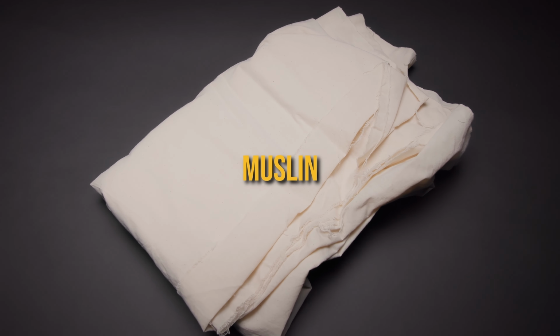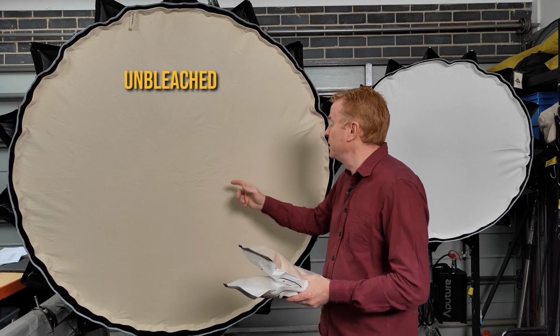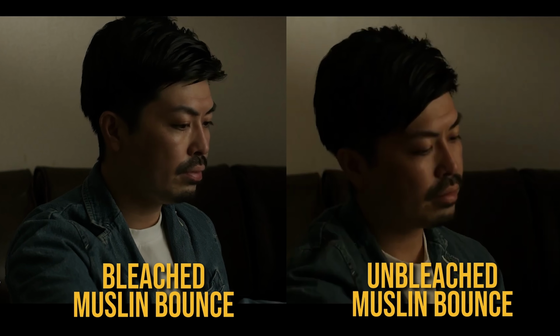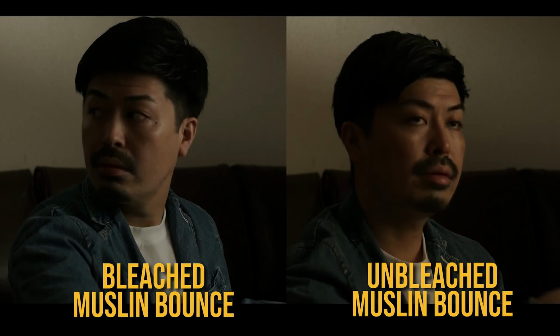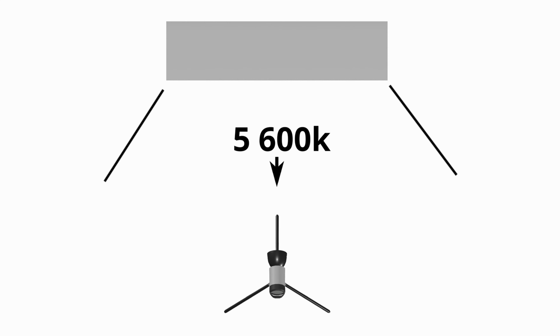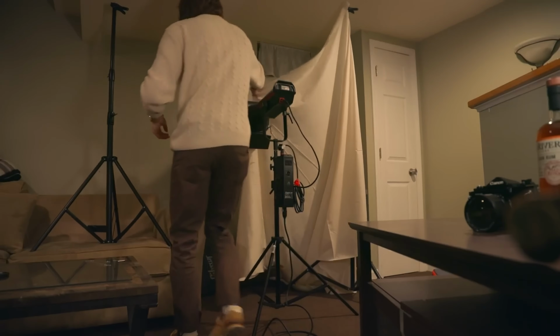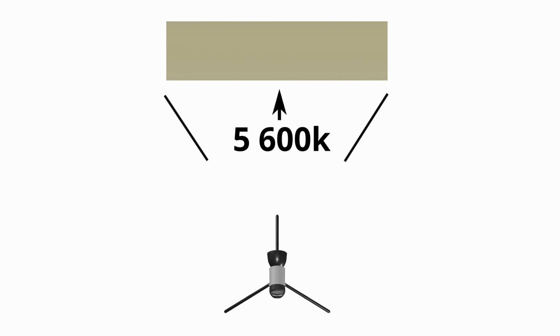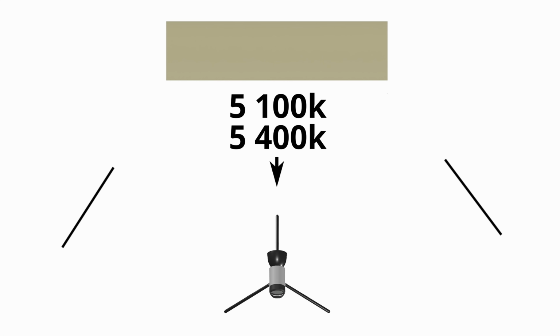So the first budget-friendly tool that we're going to be looking at is muslin, which is mostly used to bounce light. Now, there are 2 types of muslin, unbleached and bleached muslin. The main difference between both of them is that bleached muslin will usually keep the color temperature that's being bounced back relatively the same. If you shine 5,600 Kelvin into it, you're going to get 5,600 Kelvin in return. Unlike unbleached muslin, which is going to warm it up. So if you shine 5,600, you're going to get about 5,100, 5,400, something along those lines.